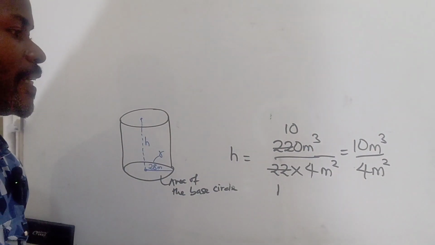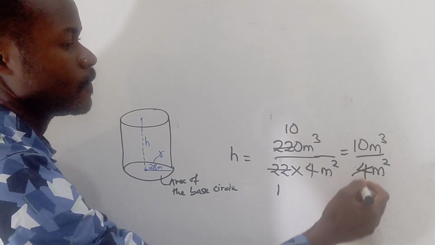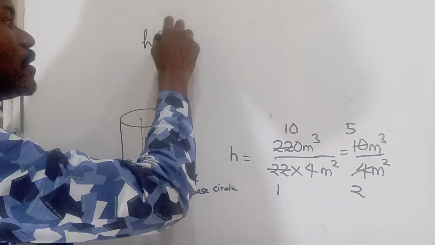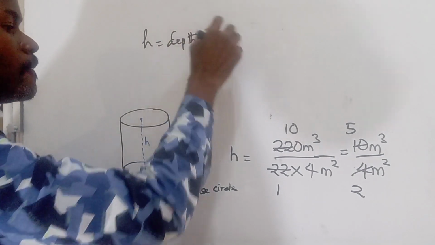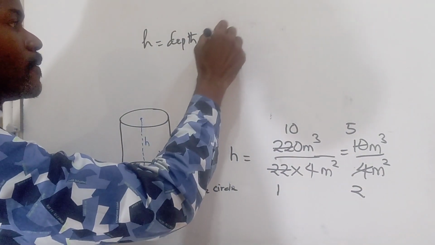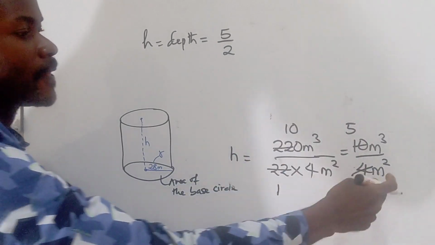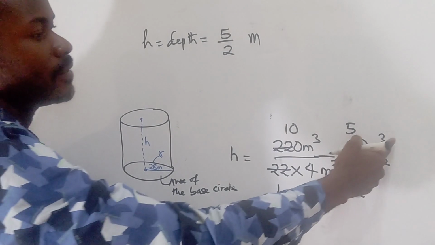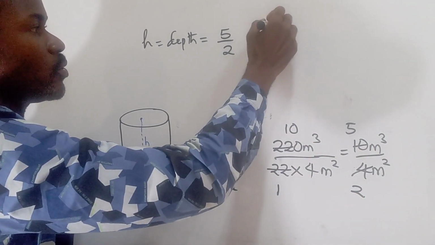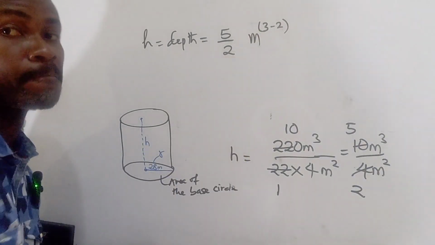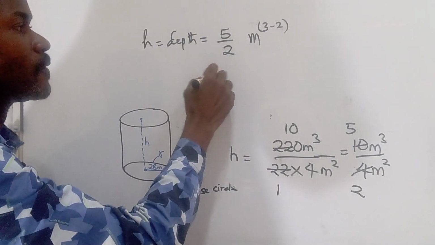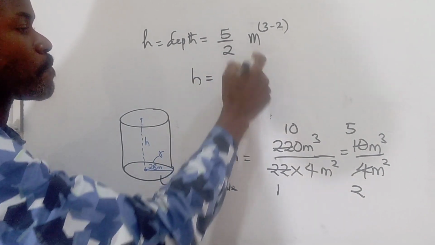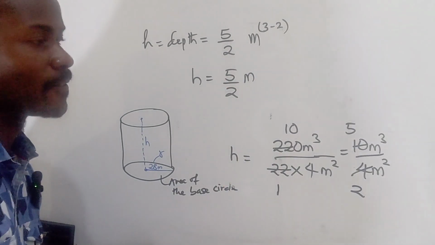So let's see what we have. So 2 can go here is 2. 2 to this is 5. So our height or the depth is equal to 5 over 2. Now for this, I can say using indices, meter, since we are dividing, we'll say 3 minus 2. So that will give us 5 over 2 meter. That gives us the height.